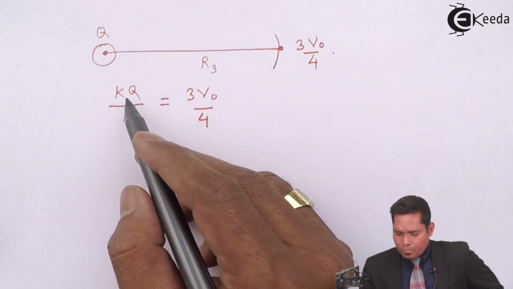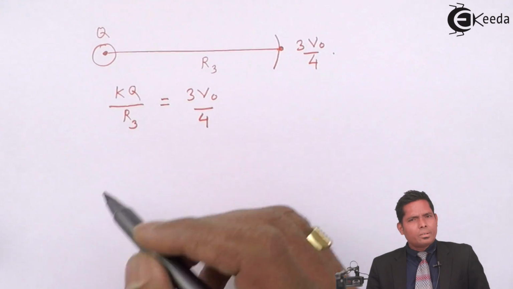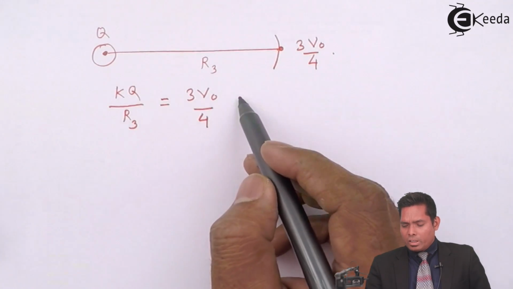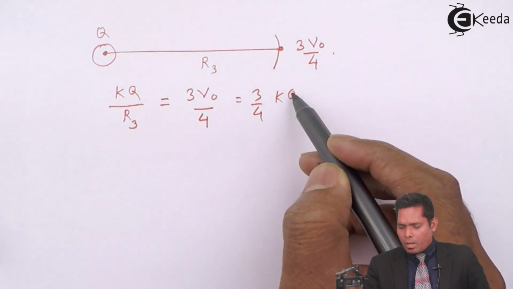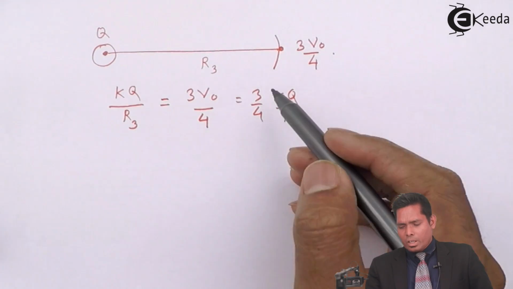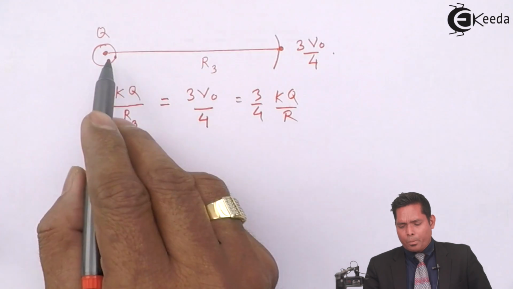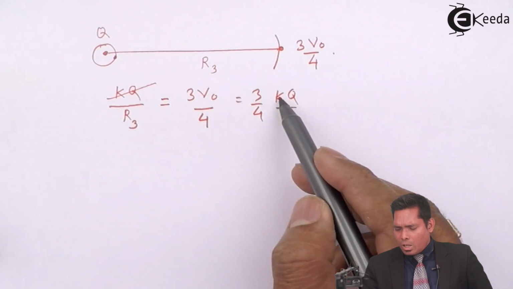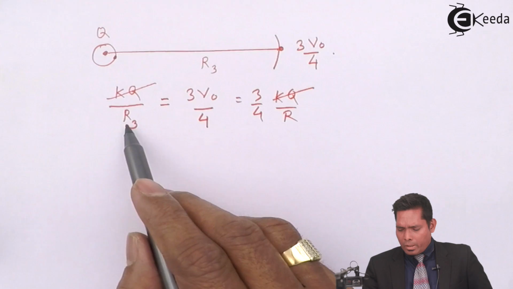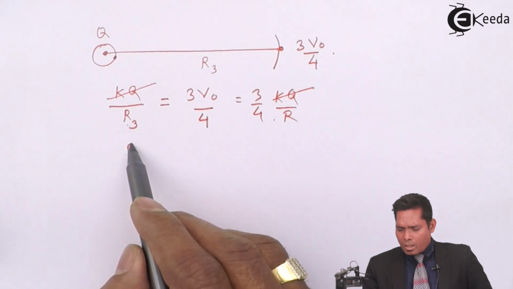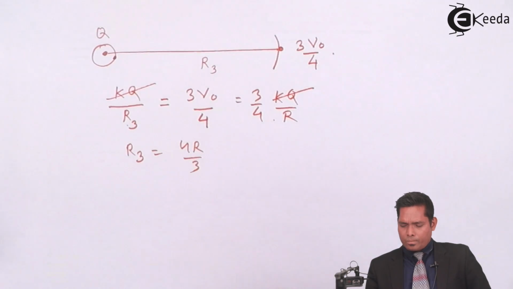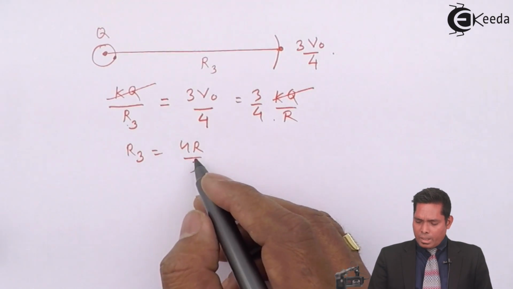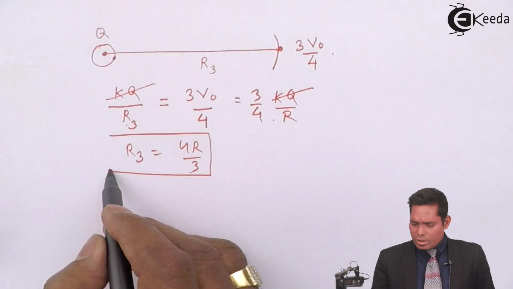Okay, then if I want to get rid of V0 and find R3, because V0 is nothing but 3 by 4, V0 is KQ by R, because V0 is the potential on the surface, which is KQ by R. So KQ will cancel out and the R is there, and if I use these two equations, then R3 becomes 4R by 3. So from here I have this relation that R3 is this.